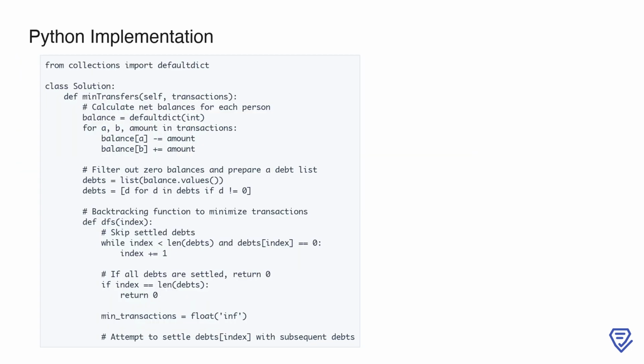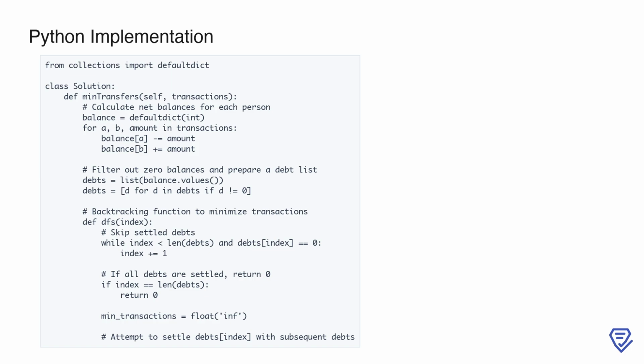To solve the problem of optimal account balancing, we start by calculating the net balances for each person based on the given transactions. Here, we use a defaultdict to store these balances. For each transaction, the amount is subtracted from the payer's balance and added to the payee's balance. Once we have all the balances, we filter out those that are 0, as they represent individuals whose accounts are already settled. This gives us a list of debts, which contains only the non-zero balances.